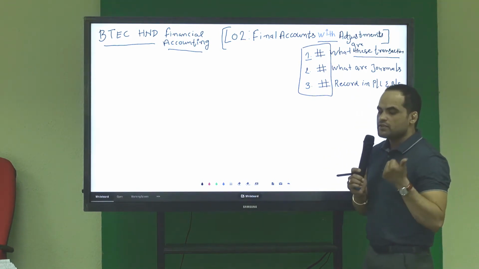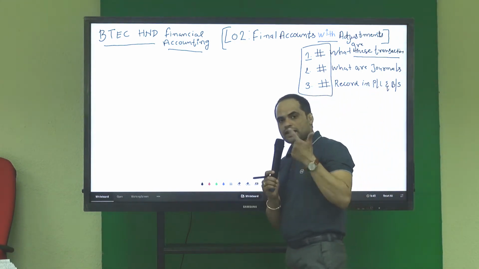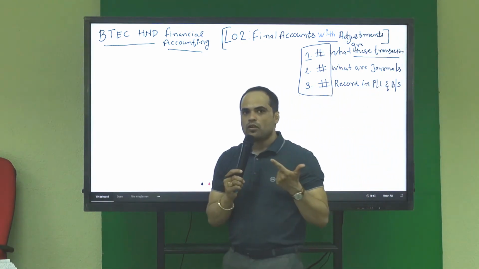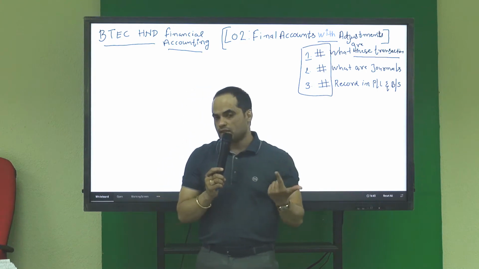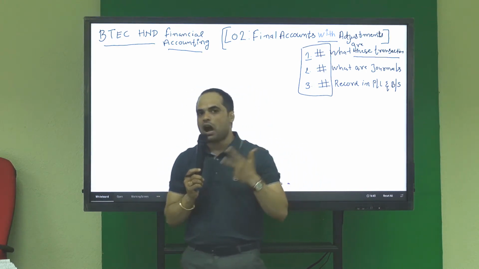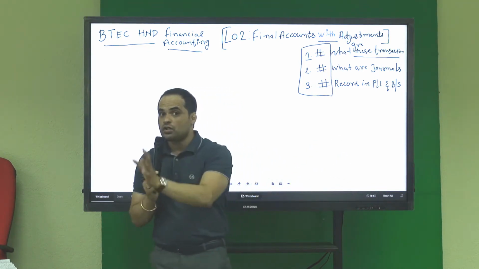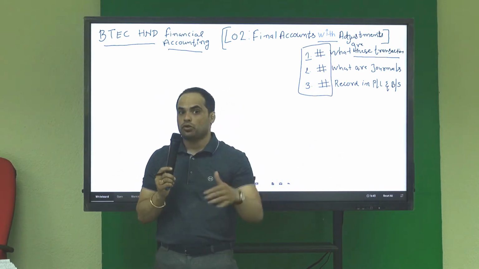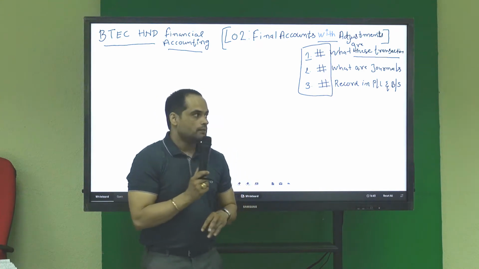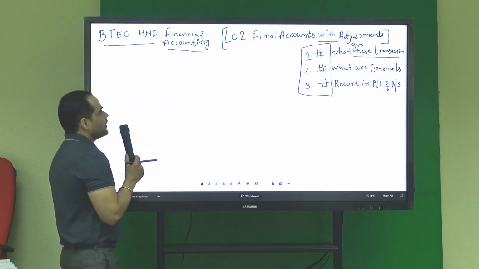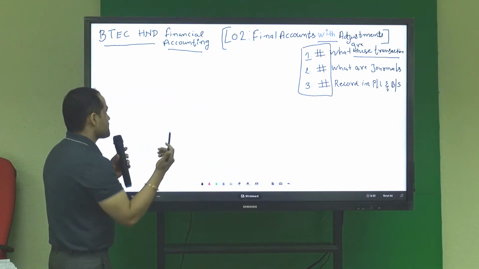First thing, what these adjustments are. Second thing, what are the journal entries for those adjustments? And the third one is how we record them. If profit and loss, where? And if balance sheet, where? Or profit and loss and balance sheet both, but where? All right. So let's begin with the adjustments.